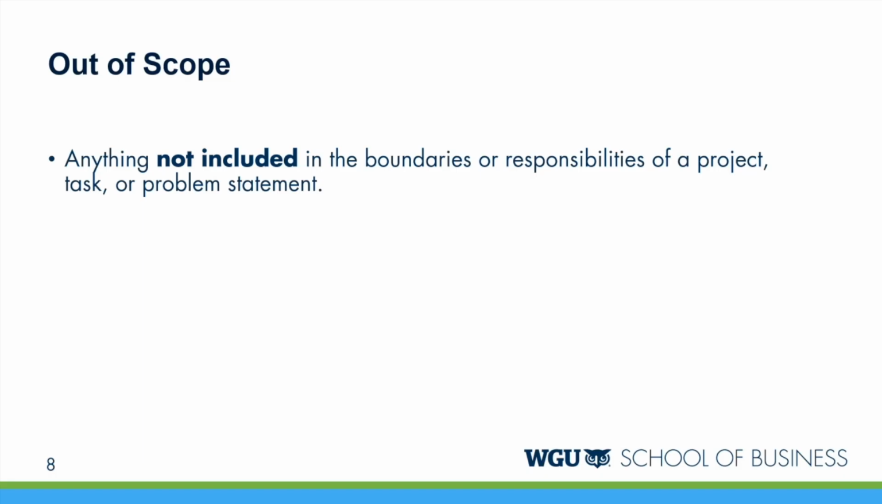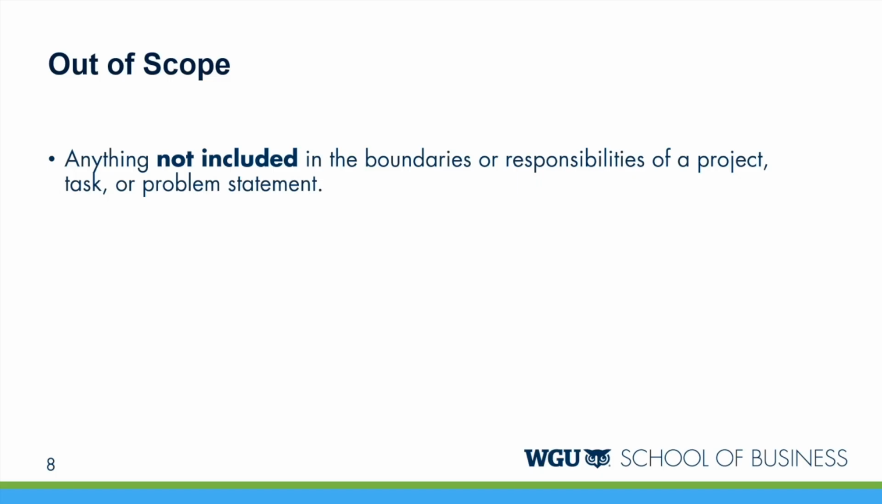Out of scope. So anything that is not included in the boundaries or responsibilities of your problem statement. So if you can define what is outside of that you don't have to solve for, it helps you narrow what you actually need to solve for. So this is kind of a key skill in complex problem solving, is to understand the limits of the problem.